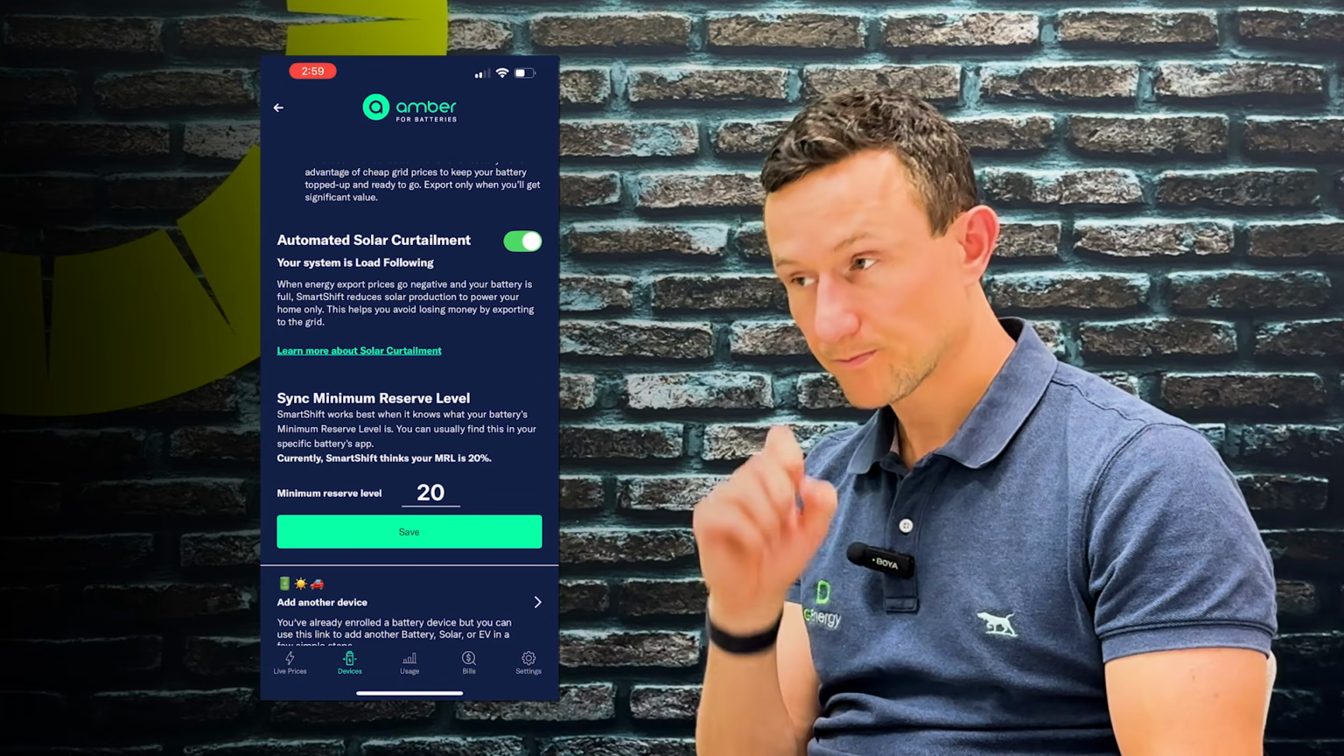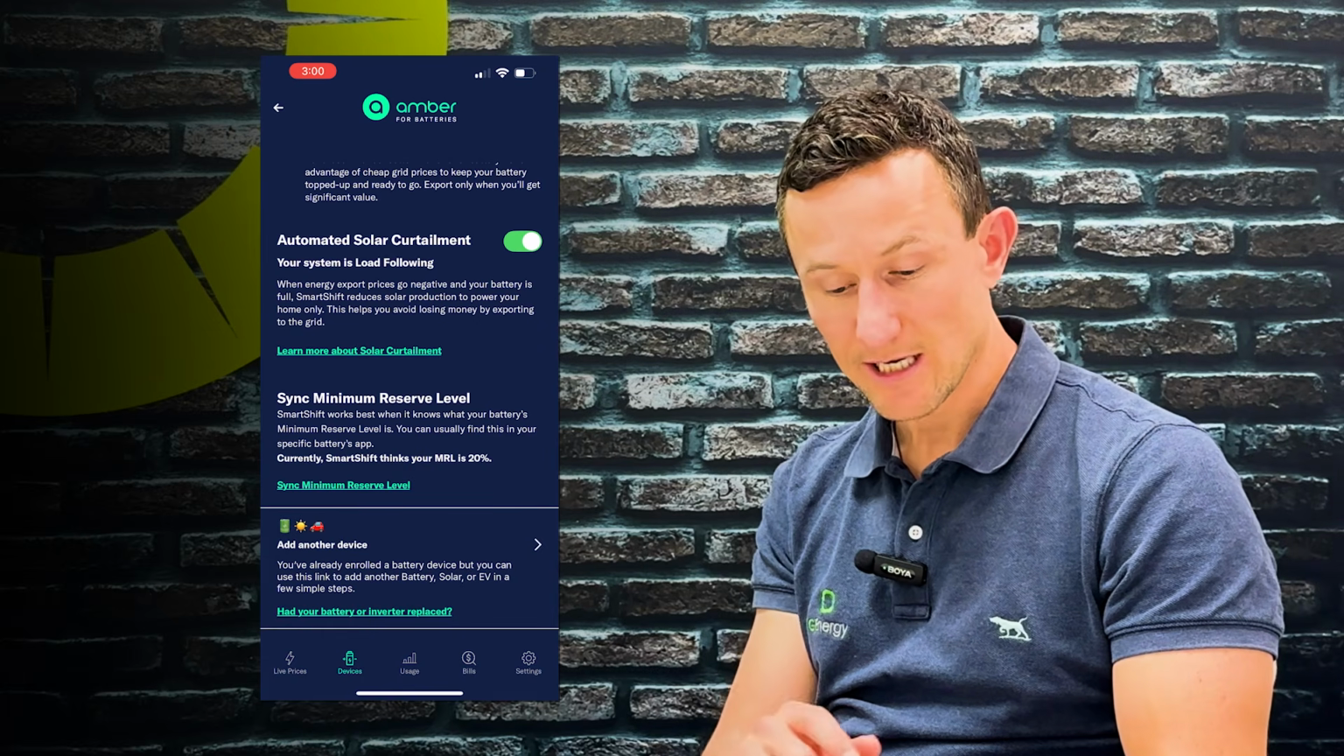The next one is sync minimum reserve level. So what you want to do here is make sure that whatever you have programmed into your battery settings as a state of minimum charge in your battery needs to be the same here, because Amber knows now that mine is set at 20%, which means that it will know to keep 20% plus whatever it needs to get you through those peak times.